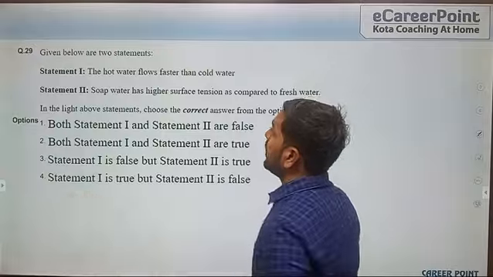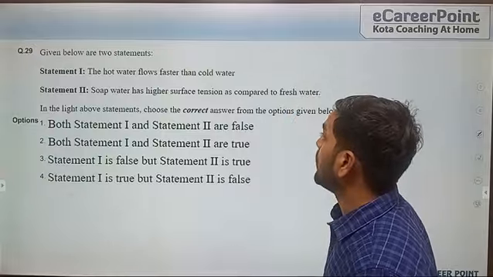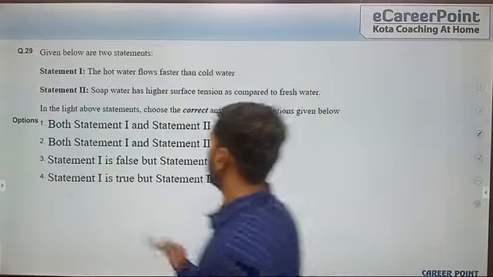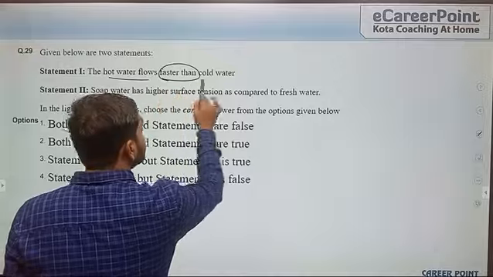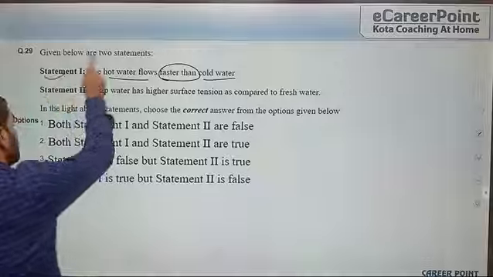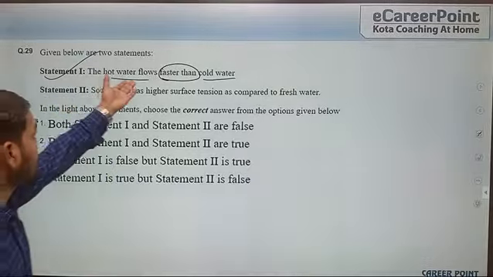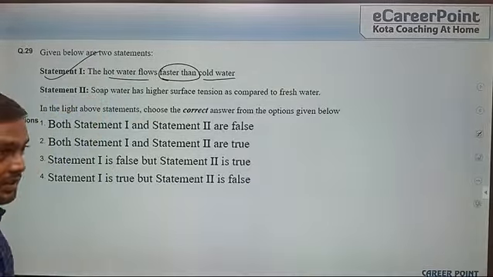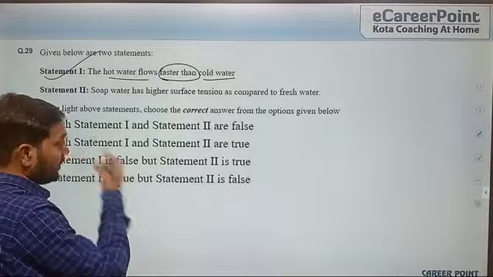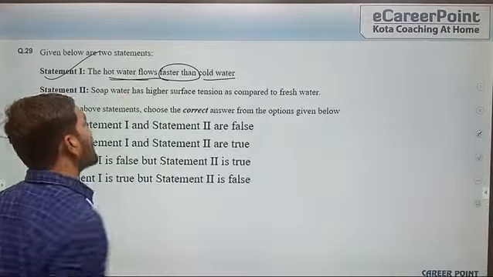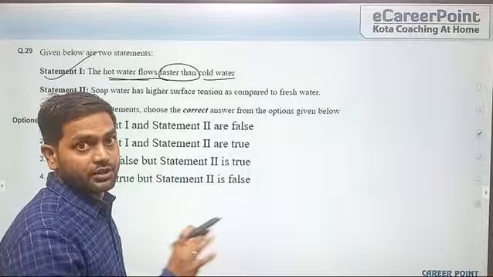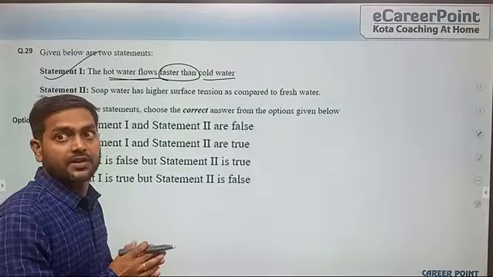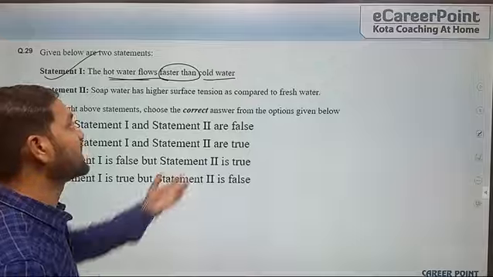Given below are two statements. Hot water flows faster than cold water. Yes, it is correct. Why? Because in hot water we have heat energy, and heat energy gives more energy to the water molecules. So for that reason hot water flows faster than cold water.